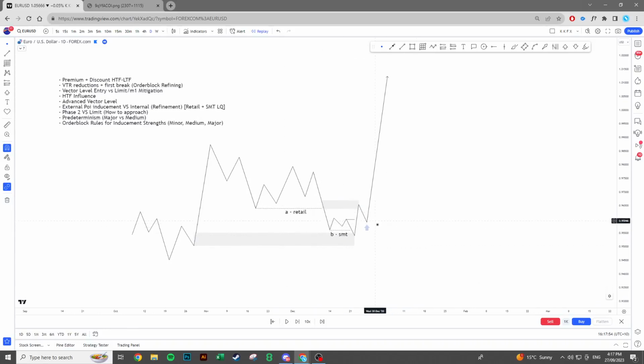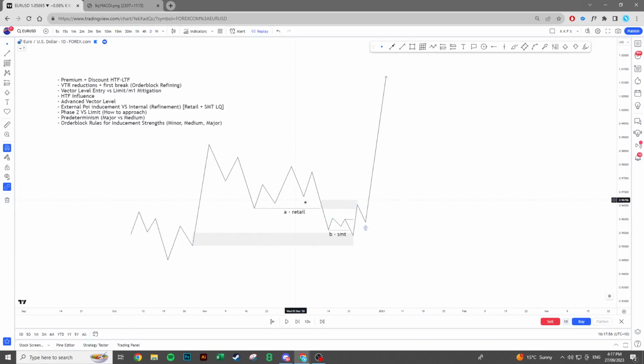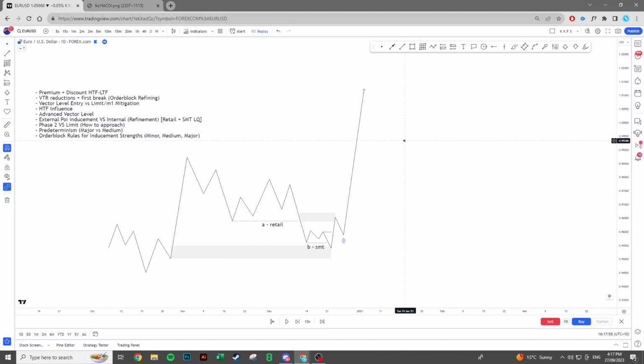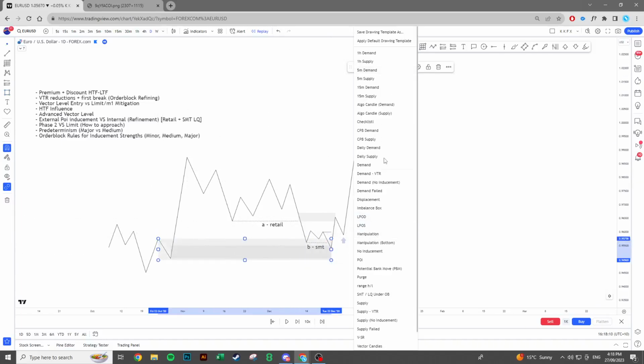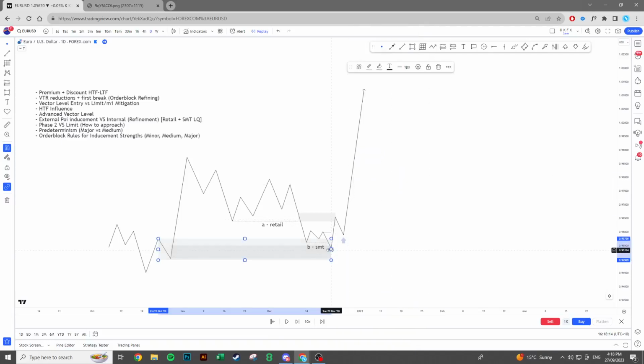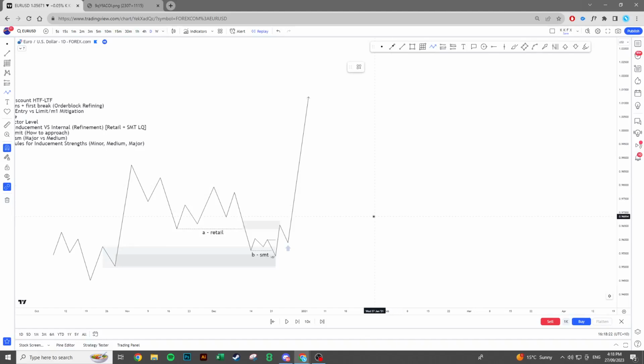So what's actually going on here? Well, why is A a retail trap? Like we say, our phase one, our phase two, even our inducement pullback can be a form of our retail trap. I'm just going to quickly mark this out, sorry, as our VTR down here, and then we have this refinement from our institutional level. But yeah, our A is our retail, because what do we have when we have an inducement?